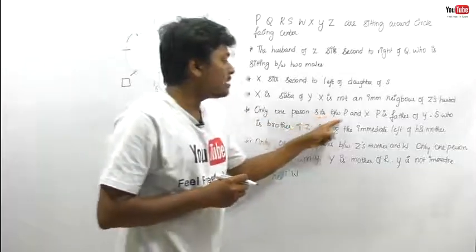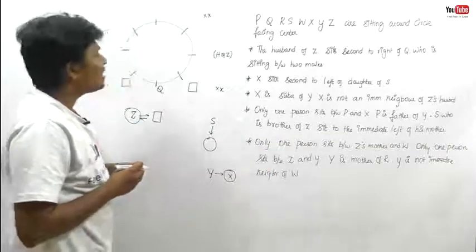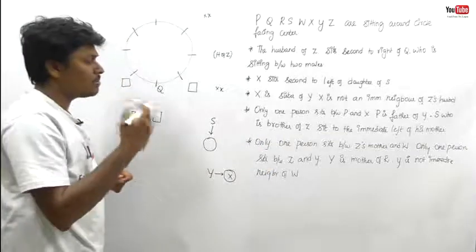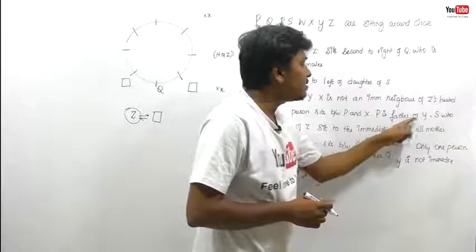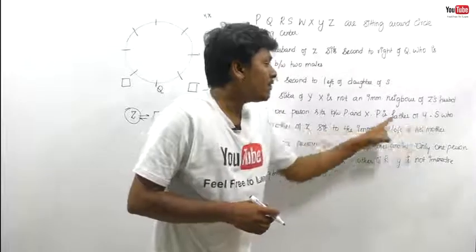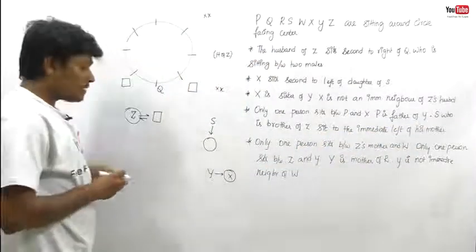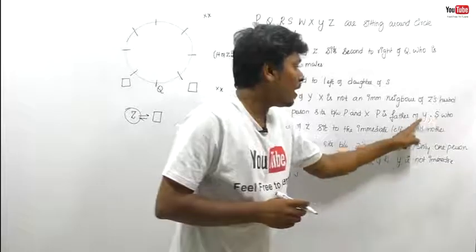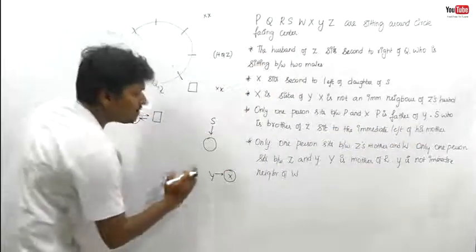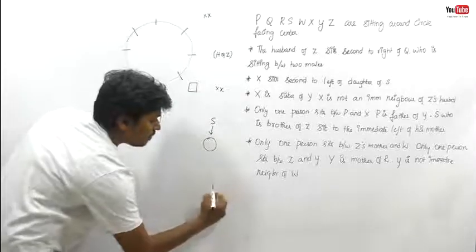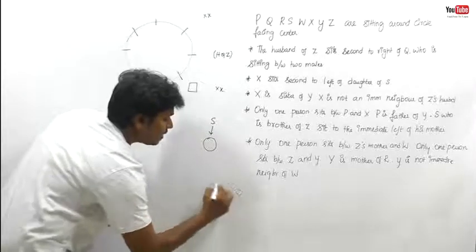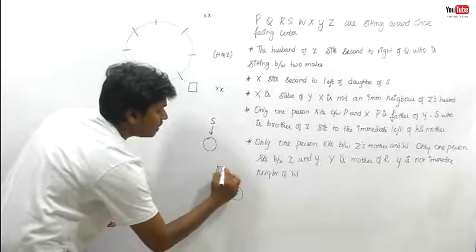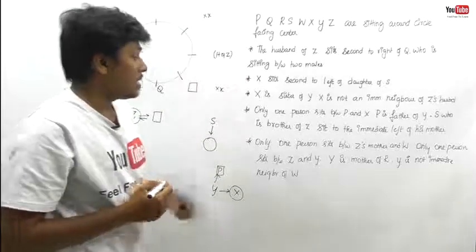Only one person sits between P and X. They have said that only one person sits between P and X. Don't bother about arrangement. P is father of Y. So Y's father is P. So friends, we already know that Y's sister is X and here they have said that Y's father is P. So Y's father is P. So Y, X, then Y's father is P. Okay, Y's father is P.